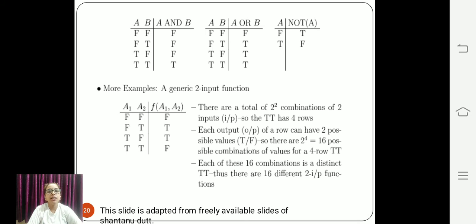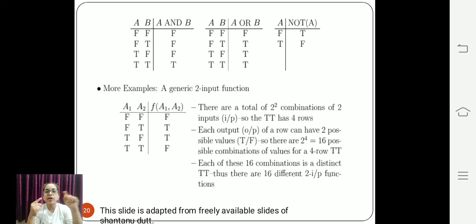After that, the NOT gate. In the NOT gate there is only one input. If the input is false, the output must be true. If the input is true, the output must be false. Like that, I am taking a generic 2 input function. Here you can take 2 inputs, 3 inputs, or 4 inputs, and the truth table will change. We consider the number of inputs as n. If n is equal to 1, 2 to the power 1 is 2, so see there, the NOT gate has only one input.